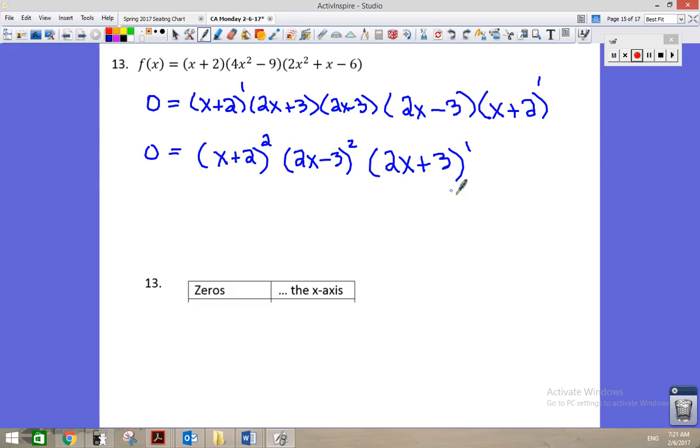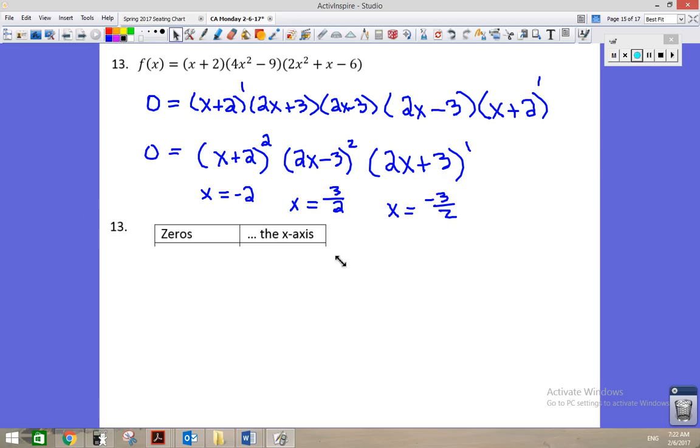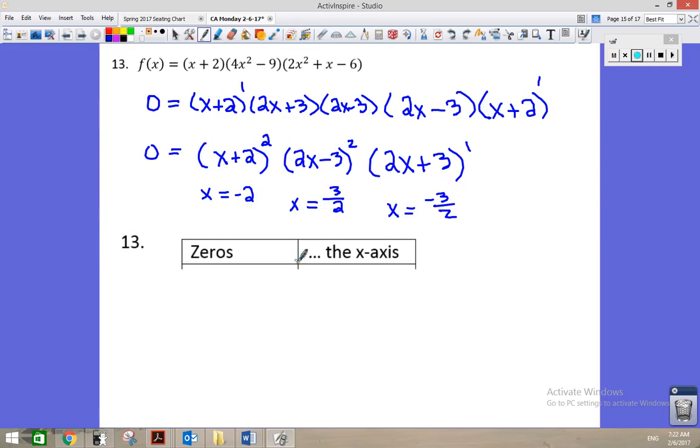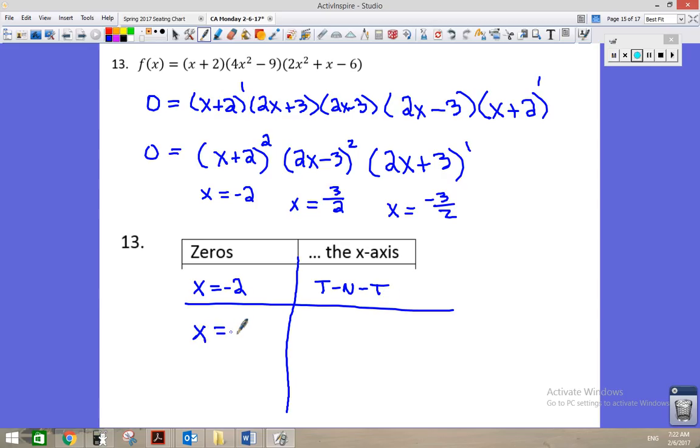If we set each of these factors equal to 0 and solve, we've got negative 2. If you add 3 and divide by 2, if you subtract 3 and divide by 2. So we've got these three zeros, and they want us to know how it intersects the x-axis. So the negative 2, because it has an even multiplicity right here, it'll do a touch and turn. X equals 3 halves also has a multiplicity of 2 that's even, so that's a touch and turn as well. And at negative 3 halves, it's a multiplicity of 1, that's odd, so it's just crossing the x-axis, not doing a touch and turn.